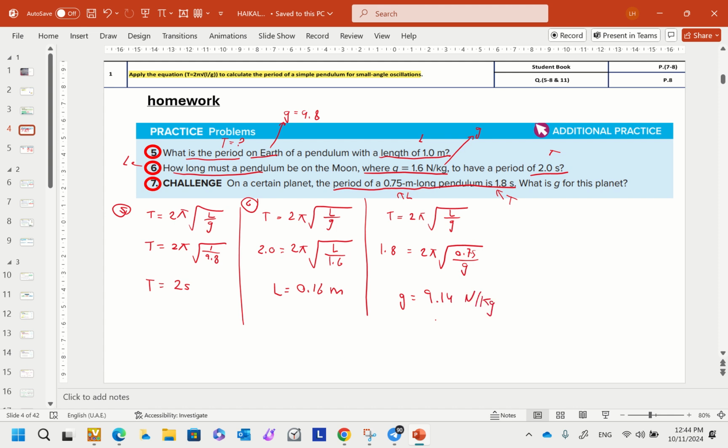Now make sure that the units are always the length measured in meters and the gravitational field in newtons per kilogram, and the period must be in seconds for you to substitute in the equation.